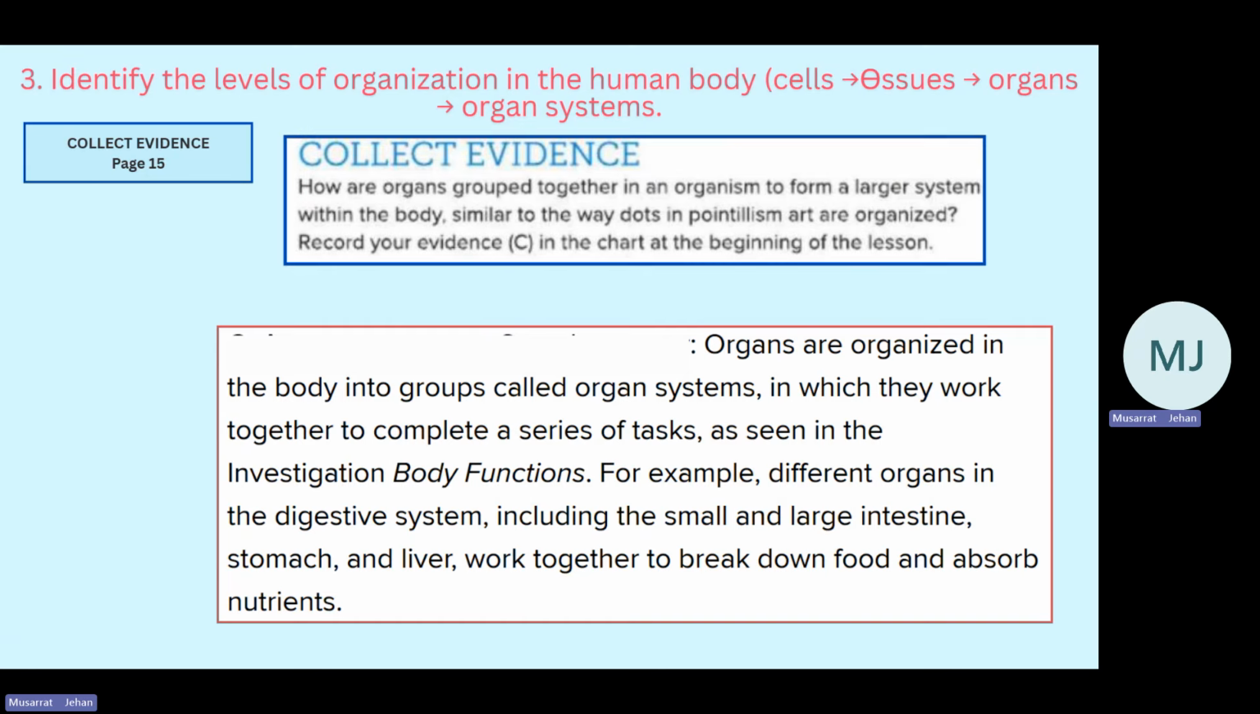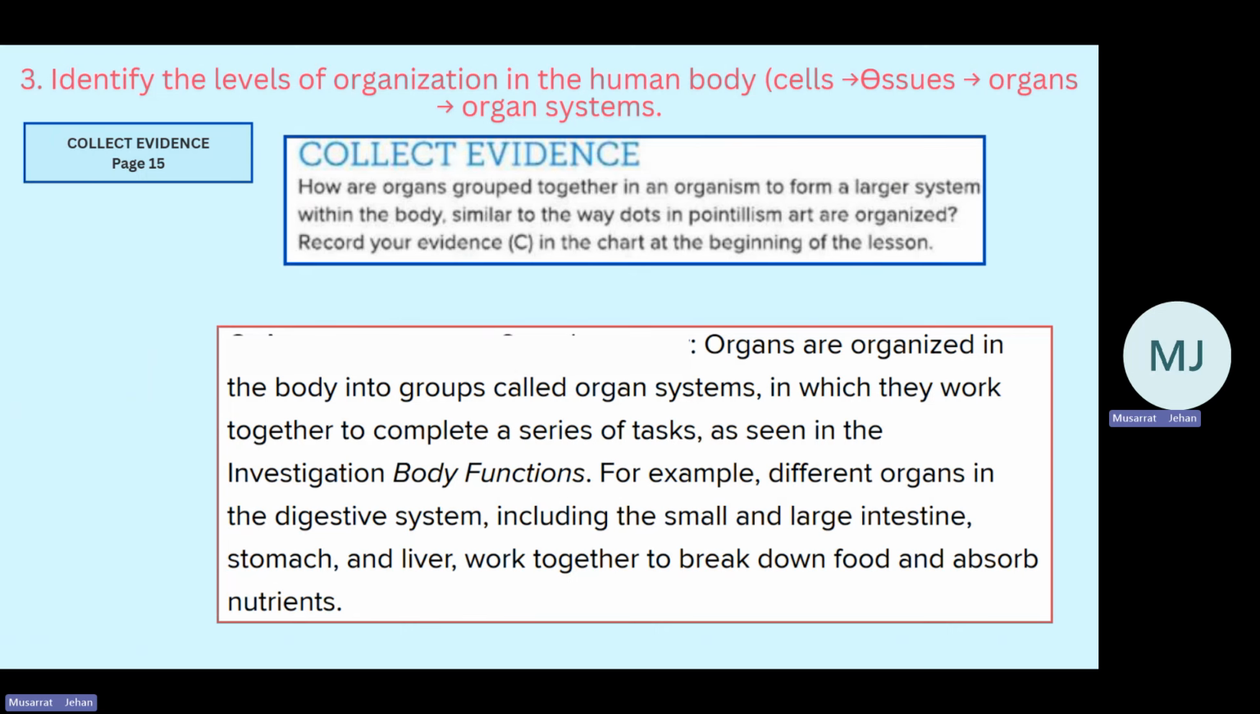Now here is an example, like the organs of the digestive system. For example, we have stomach, intestines, and liver, etc. All these organs do their job, and together they form the system, which is known as the digestive system. I would remind you here again that the levels of organization start from cell.